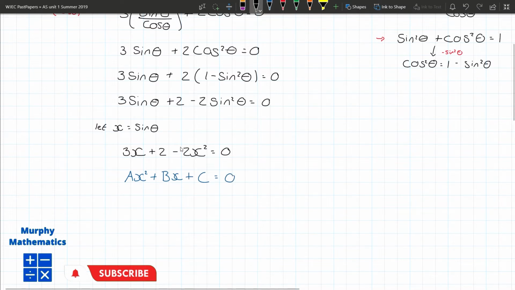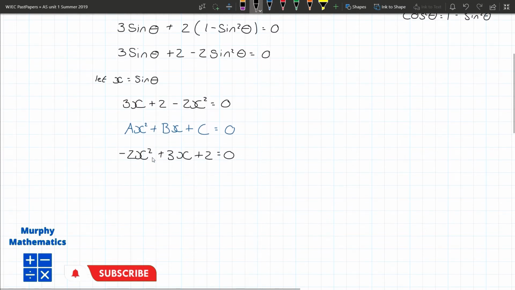So I'm just going to move the terms in this equation. So I'll have minus 2x squared plus 3x plus 2 equals 0. Okay, and the last thing I'm going to do to this equation now is times through by minus 1. All that does is swap all our signs around. I want our first term, our x squared term, to be positive. We have a negative right now, and I want that to be positive just to make my life a little bit easier. So I'll have 2x squared minus 3x minus 2 equals 0.